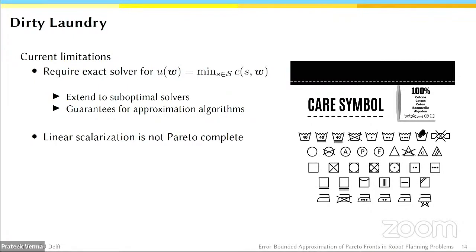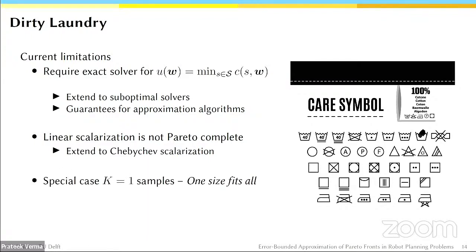Secondly, we only focus on linear scalarization, which is widely used, but it's not Pareto complete. So you can't recover the entire Pareto front with a linear scalarization. Therefore, we also want to look into Chebyshev scalarization, which is Pareto complete, and adapt our algorithm to that setting. And finally, we also want to study the special case k = 1. So we're only allowed to pick one sample and solve this one-size-fits-all type of problem.